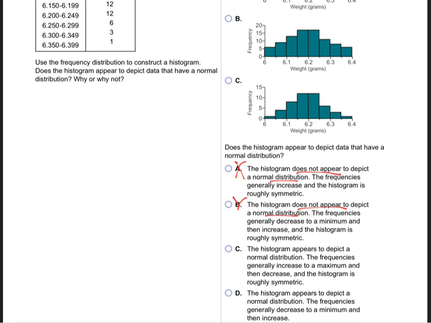C says the histogram appears to depict normal. The frequencies generally increase to a maximum and then decrease, and the histogram is roughly symmetric. Yeah, I guess that's right. And D is wrong. See how D says the frequencies generally decrease to a minimum? No, they don't go down. The bell doesn't go down. It goes up, right? So C is the right answer there. They increase to a maximum. We good? It's making sense?